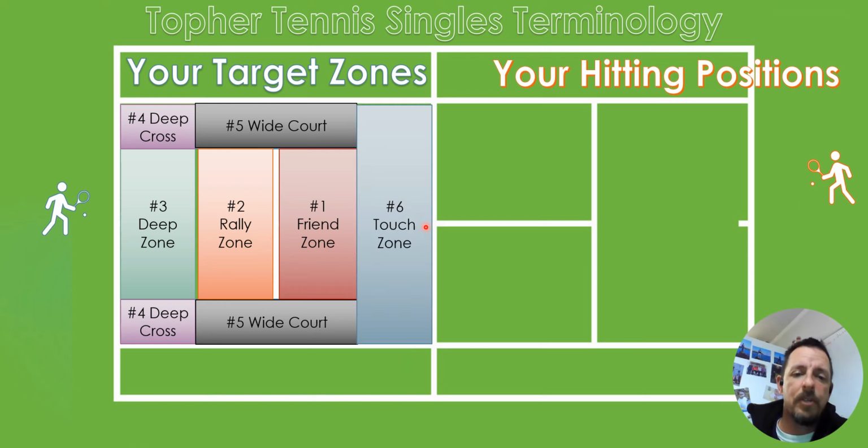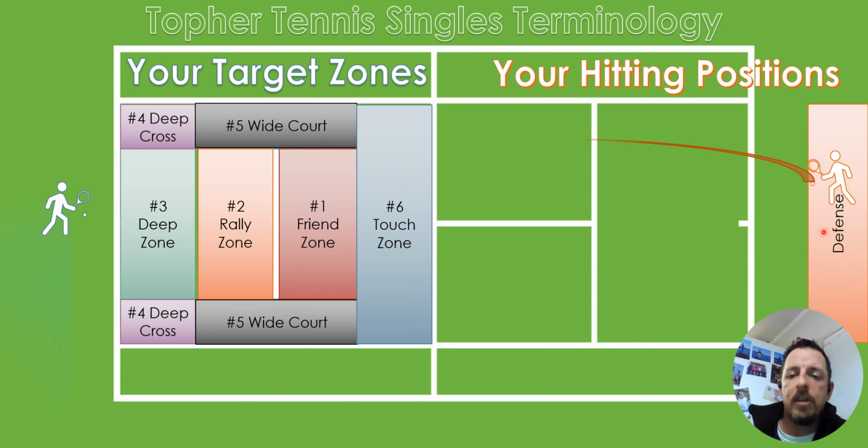And then we have number 6, the zone called the touch zone. The touch zone takes a lot of touch to hit intentionally, either with drop shots or with drop volleys or sharp volley angles in singles. So these will make more sense when we talk about when you're over here on the right side and you're in your hitting positions. The first hitting position we'll talk about is the defensive position.